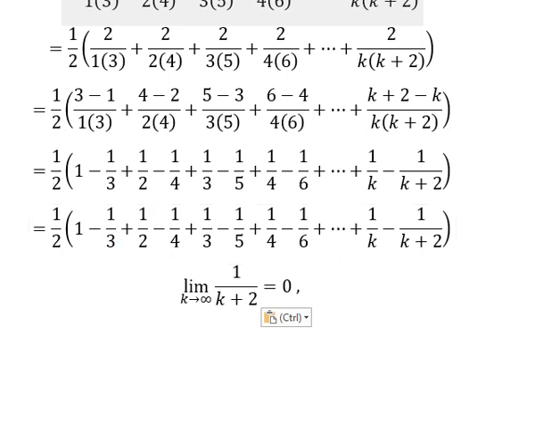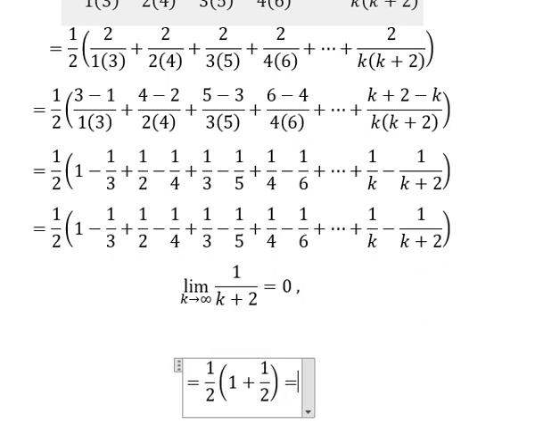And now we have only 1 plus 1 over 2. So we calculate this one, and we have 3 over 4.